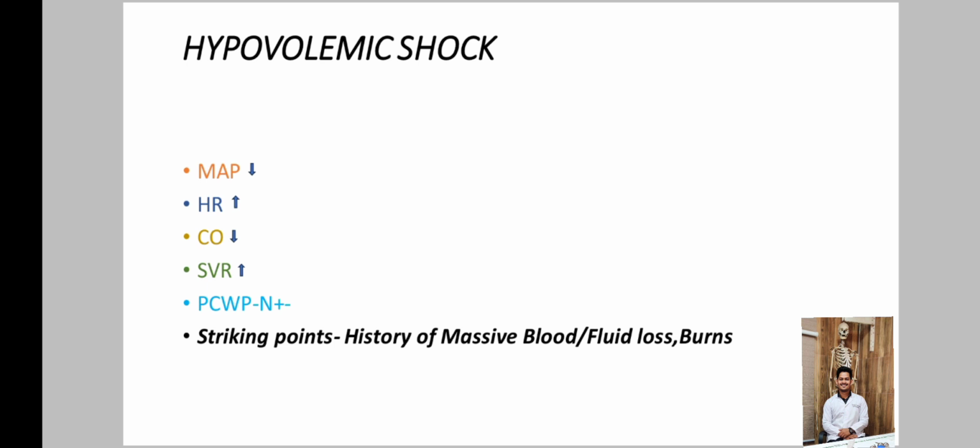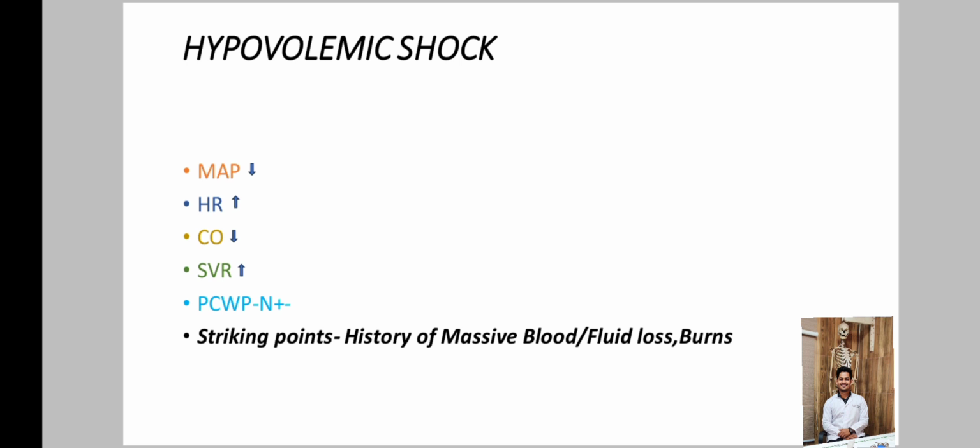So let's make it even simpler. What is cardiac output? Cardiac output is stroke volume into heart rate. So basically this makes our equation: blood pressure is equal to stroke volume into heart rate into total peripheral resistance. Just to make you familiar with the short names, MAP is the mean arterial pressure or the blood pressure, HR is the heart rate, CO is cardiac output, SVR is systemic vascular resistance, PCWP is the pulmonary capillary wedge pressure. So let's start with hypovolemic shock.